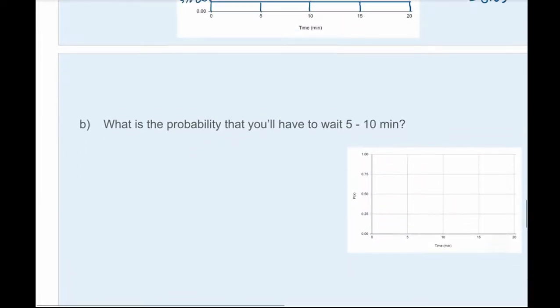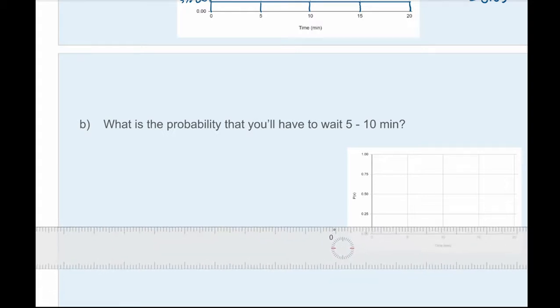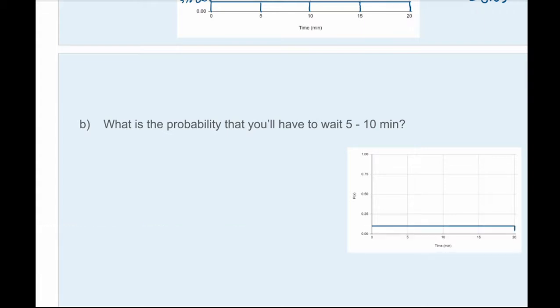So B, what is the probability that you'll have a wait time between 5 and 10 minutes? So I'm going to draw my graph again here just so I have the same values. Here we have 0.05, and I'm looking for specifically 5 to 10 minutes. So I'm looking for the area of this bar, or this section of my histogram. In this case, probability, the x is between 5 and 10, is going to equal the area of this.